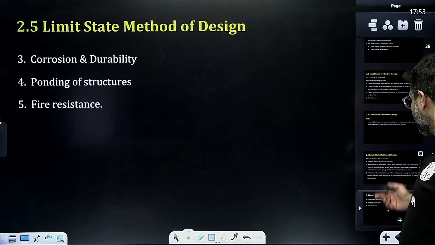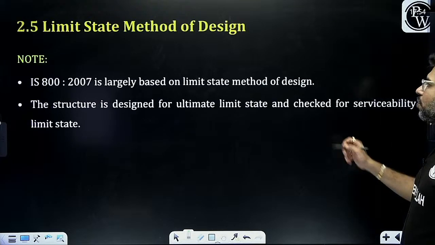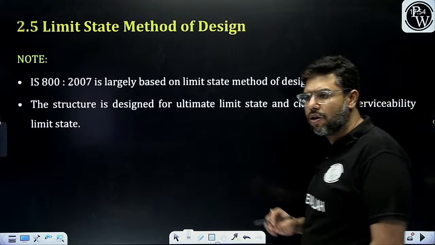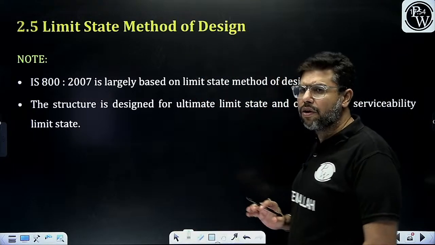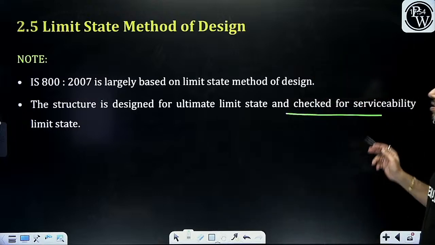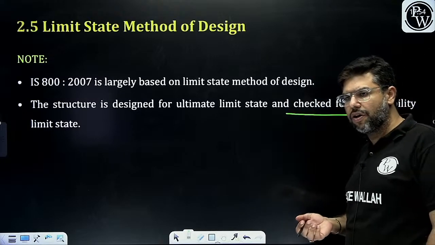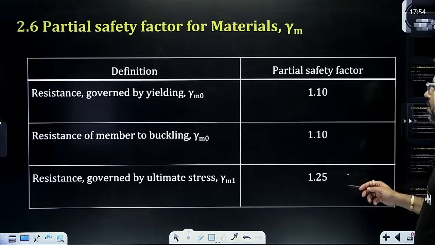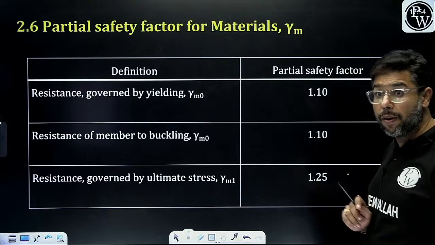Okay, I am going further. The IS 800-2007 that we will be studying in this course in detail is largely based on the limit state method of design, and I will be studying only the limit state method of design in detail. The structure is designed for the ultimate limit state, as I told, and checked for the serviceability limit state. This is how the design is done. Not going into detail, these are the various partial safety factors for material. You have to remember this.